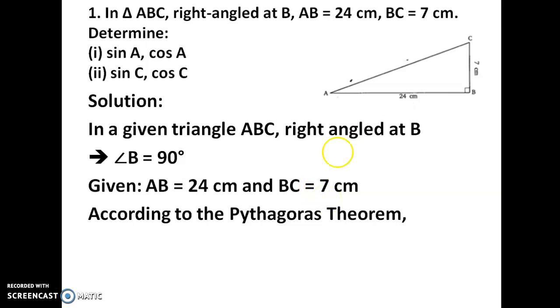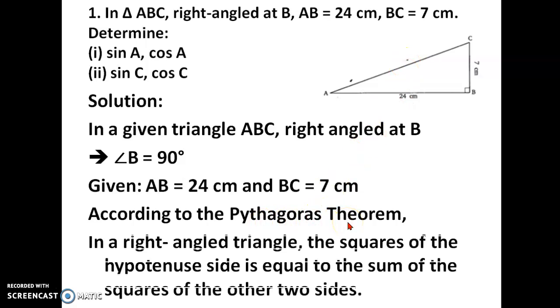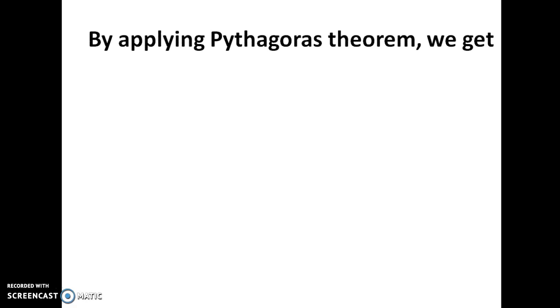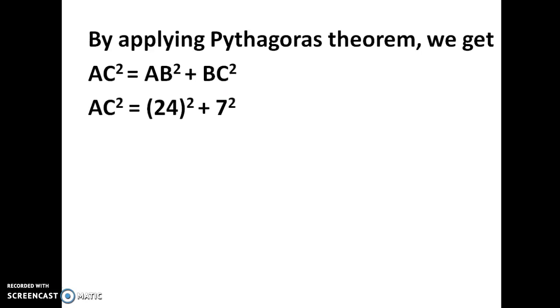Now, in order to find the hypotenuse length, we are going to use the Pythagoras theorem. In a right angle triangle, the square of the hypotenuse is equal to the sum of the squares of the other two sides. Actually, in your problem, it is not necessary to write the full statement of the theorem, but since this is the first problem, I have written it. So the hypotenuse square is equal to the sum of the squares of the other two sides. So AC square is equal to AB square plus BC square.